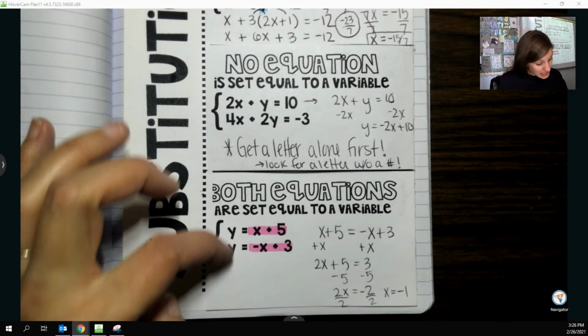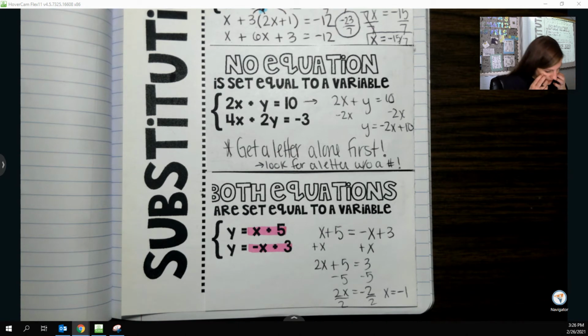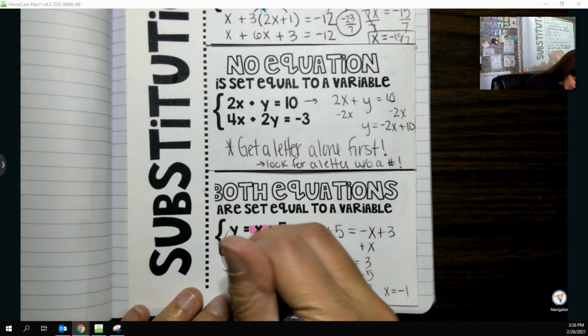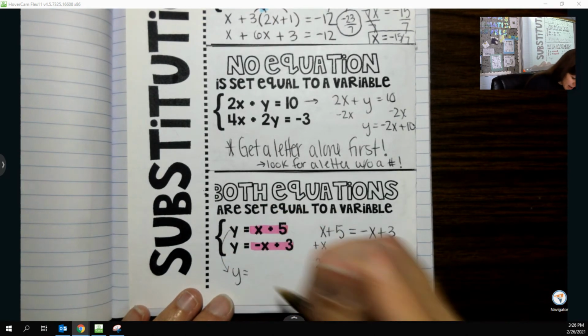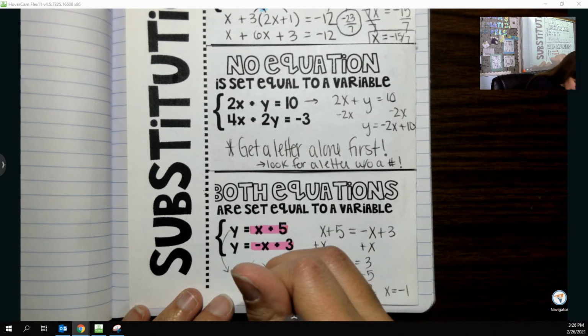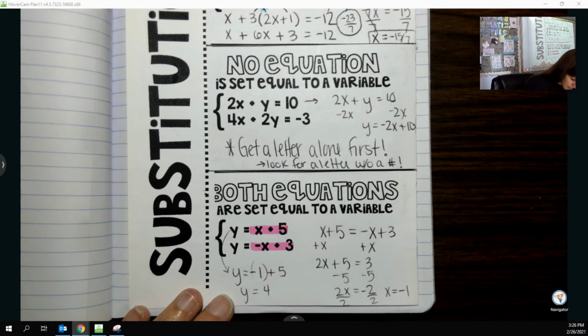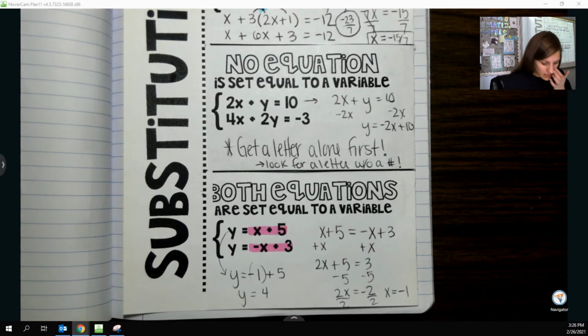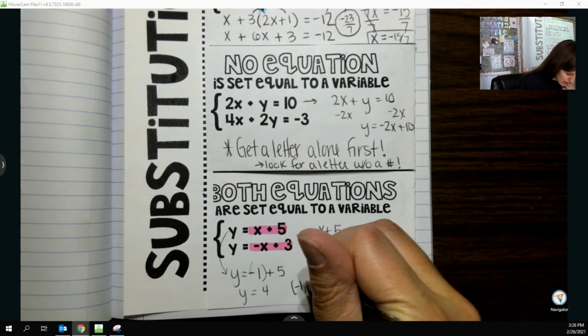Then I can pick either equation because they're both pretty easy. I'm going to go with the top one because there's not a negative. And I'll plug in negative 1 for x. And then add 5. So 4. So these do cross and they have one solution at negative 1, comma 4.